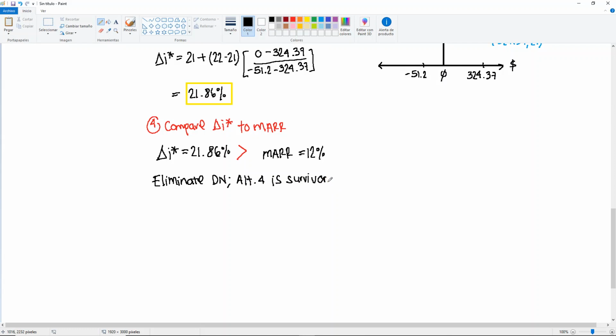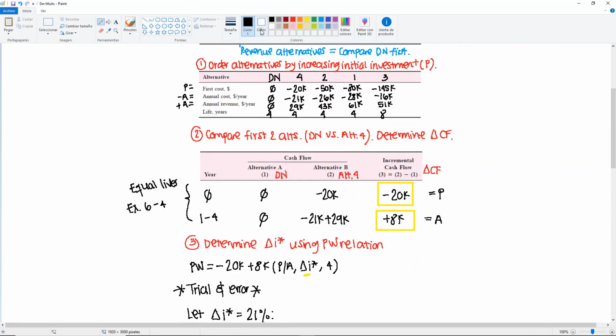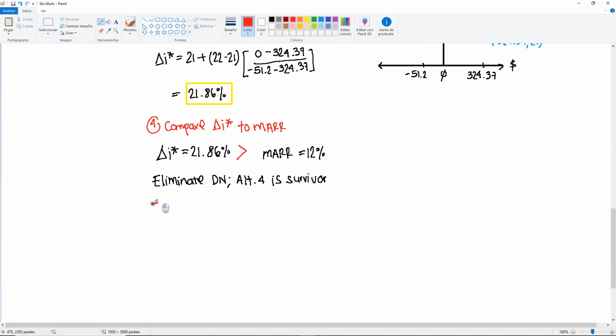So up to this point, we have eliminated alternative do nothing, but we still have 4 more alternatives. So our next step would be to repeat everything we just did, but we're going to compare alternative 4, which is a survivor, to the next alternative. So step number 5 would be repeat. Now we're going to compare the survivor with the next alternative, which in this case is going to be alternative 4 against alternative 2.